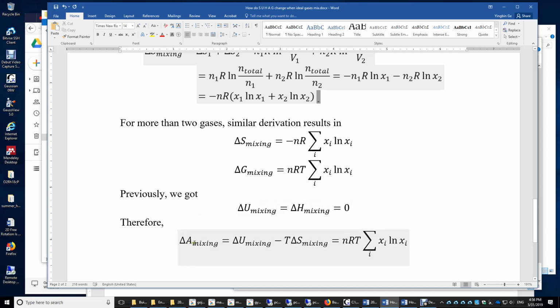And therefore, we can also compute the Helmholtz free energy of mixing, which is equal to delta U of mixing minus T delta S mixing at a constant temperature. And then we have nRT times the sum of xi times the logarithm of xi. This delta A mixing is the same as the delta G mixing only because delta PV mixing is 0. Same here, this delta H mixing is equal to delta U mixing because the product of PV does not change during the mixing of ideal gases.